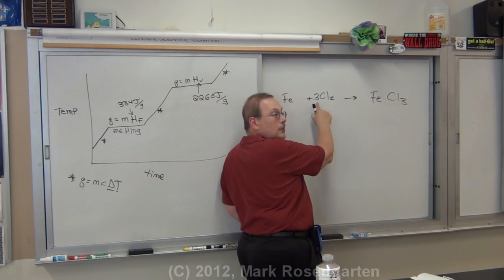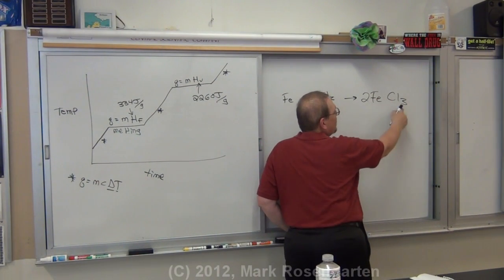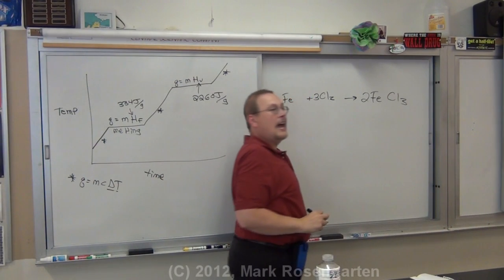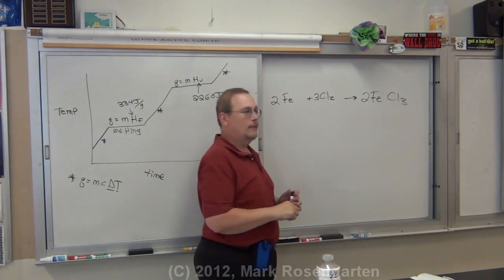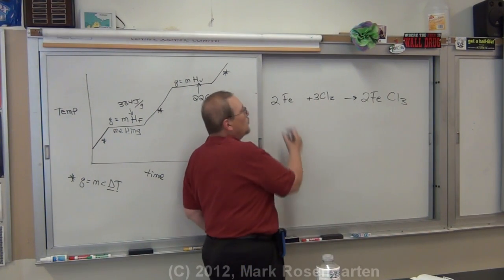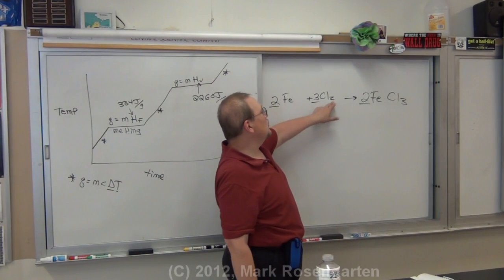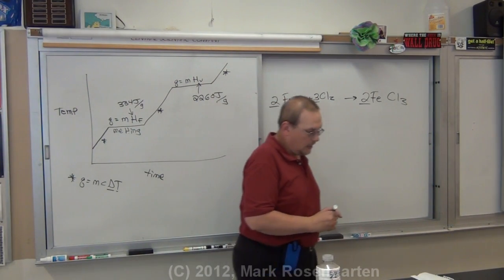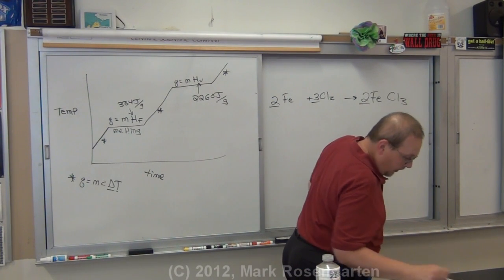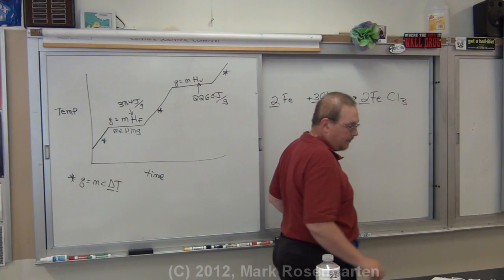So we put the 3 in front as a coefficient. 3 times 2 is 6. So now we have 6 chlorines on that side. And we have to revise the iron to put a 2 in front of it. The importance of balancing is to remember that the numbers go in front as coefficients. You don't actually change the subscript to balance it. You only use coefficients.